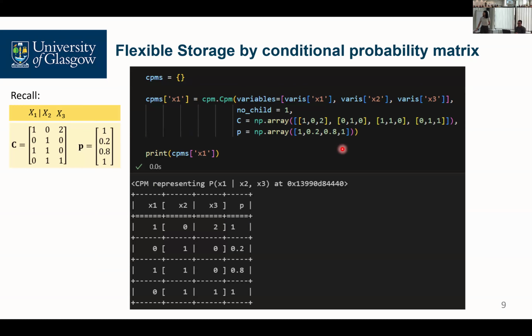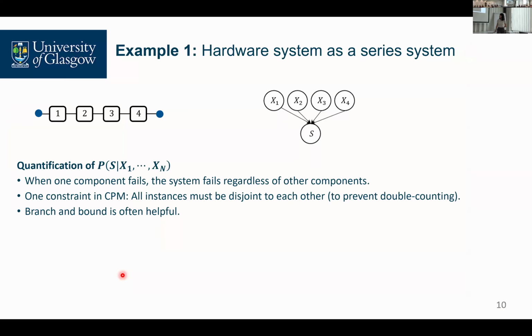Now with these variables defined, we can construct the CPM. If we want to quantify this distribution, we have these three variables in order, and these represent the 4 rows that we have, and the corresponding 4 probabilities. The number of children is 1 because x1 is the only child, where x2 and x3 are the parents. If we define this and print out the table, we can check that it was correctly encoded.